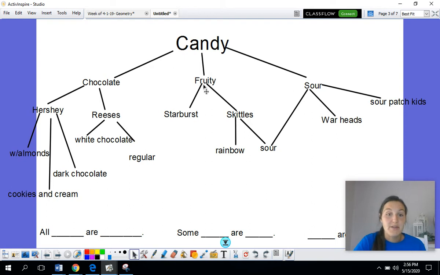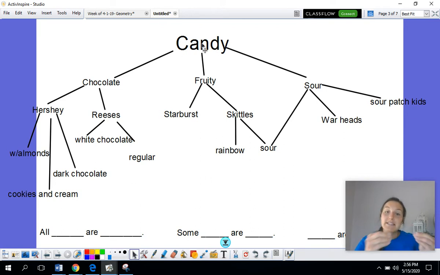Same for fruity. We have Starburst, we have Skittles. Again, more fruity candy, but I'm just putting a couple on here. And then even for Skittles, we have those rainbow, we have those funky color Skittles, we have those sour Skittles. And then in the sour category, we have Warheads, we have Sour Patch Kids, and I even included that sour Skittle there. So what you're seeing is a hierarchy breaks it down from a general category into more specific.